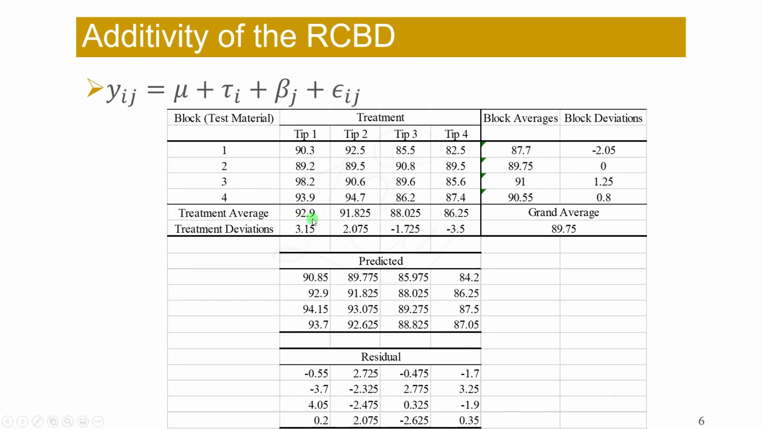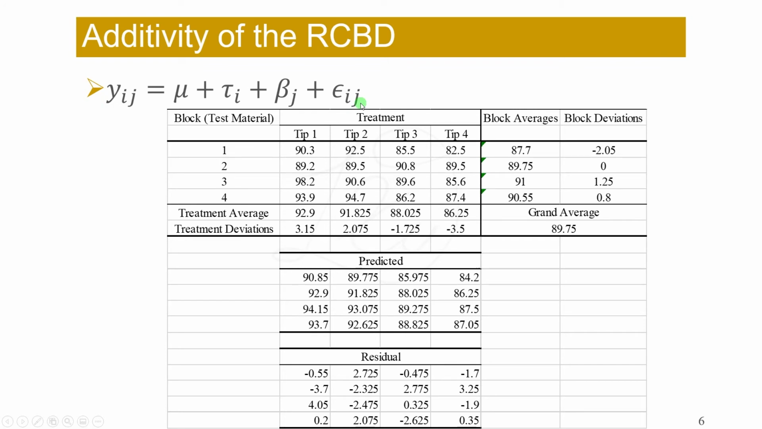So 92.9 minus 89.75 equals 3.15. This is the impact of tip 1 treatment to the response. It means on average, treatment 1 results in an increase of 3.15 from the grand average. The rest of the 3 treatment averages are calculated the same way.